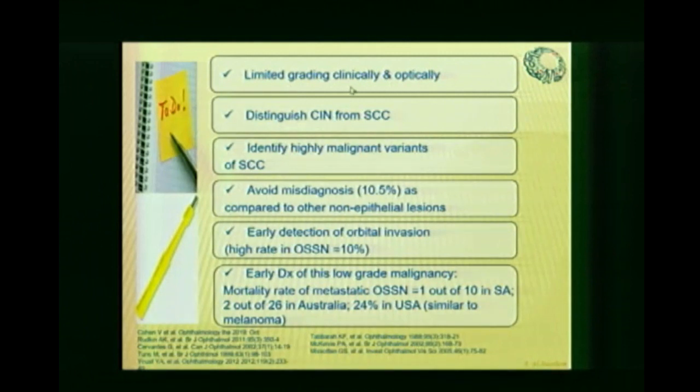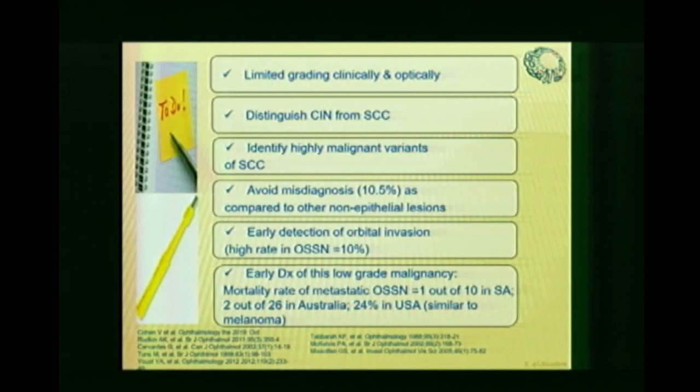Clinically, you cannot grade CIN from squamous cell carcinoma, as I mentioned, with more than 40% accuracy. You can differentiate between different subtypes, the mucoepidermoid and so on, because they have different ways of treating them. You can also avoid misdiagnosis, especially if you're practicing in Western countries where a lot of non-pigmented melanomas may present as OSSN, especially in the gelatinous form. You can also detect or anticipate orbital invasion earlier if you have an incisional biopsy.